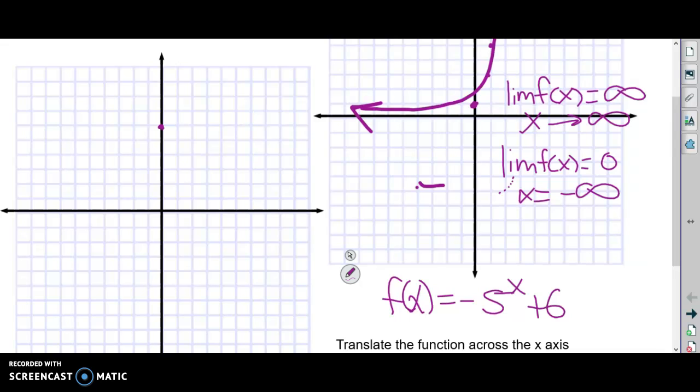So our equation is f of x equals negative 5 to the power of x plus 6. So we're going to go up 6 units. And then we are also going to have a point at 1, 0. So this is going to create an exponential decay.